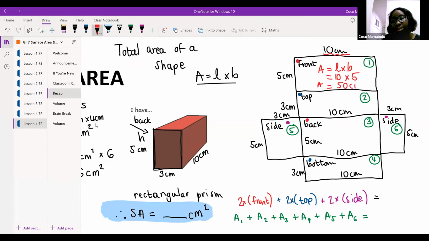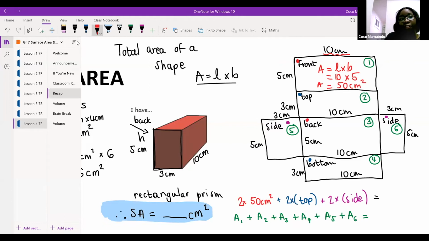Good, 50 centimeters squared. And then with this one, I'm going to take my area and replace it with this part here where I put front. So I'm going to go 2 times my area, which was 50 centimeters squared. So I'm not going 50 times 50. I'm saying 2 times 50. Do you get what I mean? Yes, ma'am.